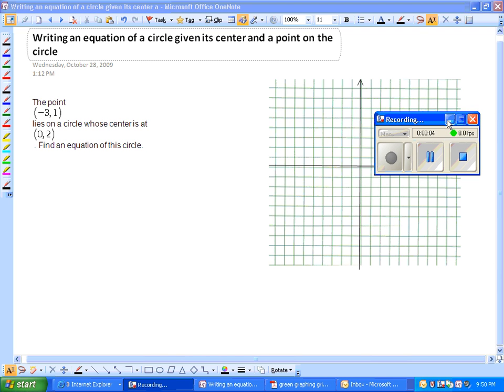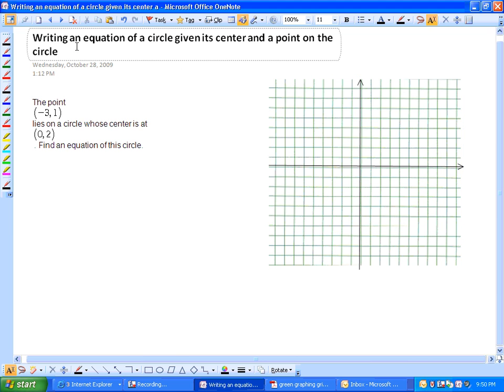We're going to talk about how to write an equation of a circle given its center and a point on the circle. So basically what you're given here is a circle, not a very good one, and they're providing you with the center and one of these points. And from that information, we're trying to determine the equation. Is that sufficient? Yeah, it is.